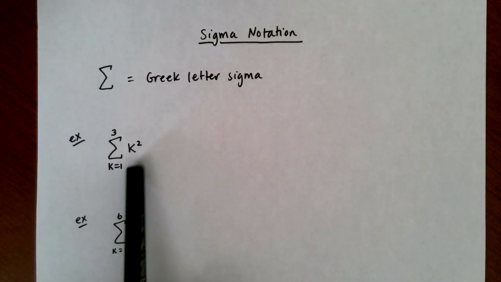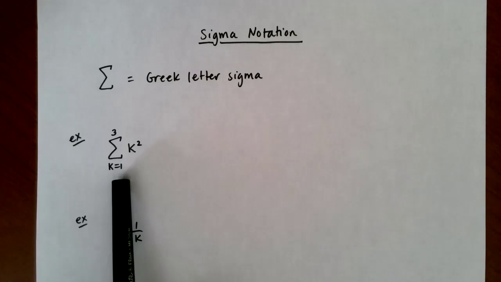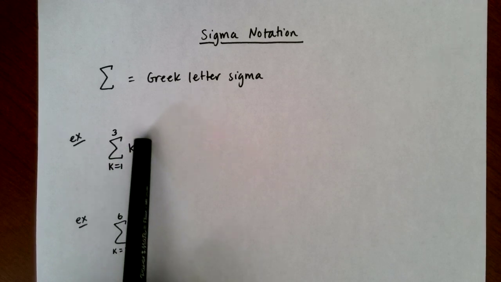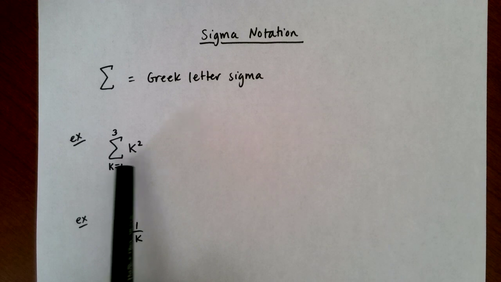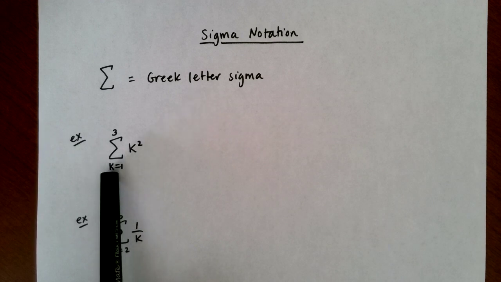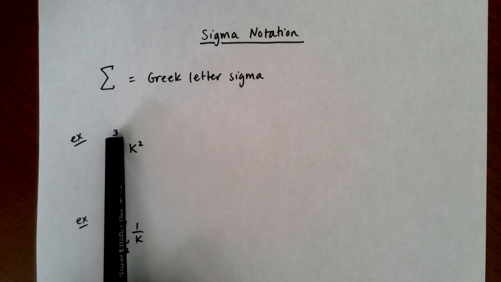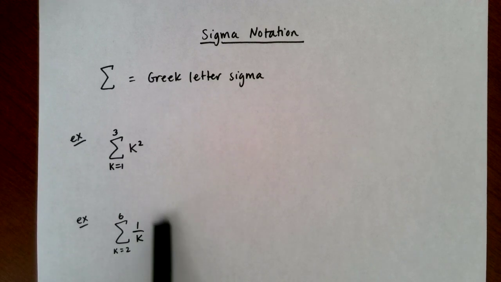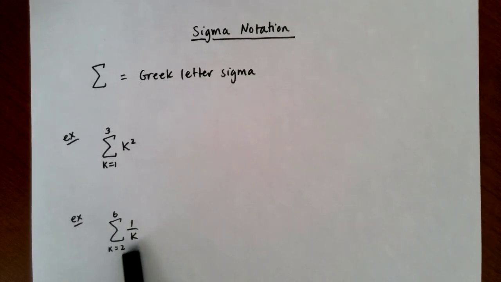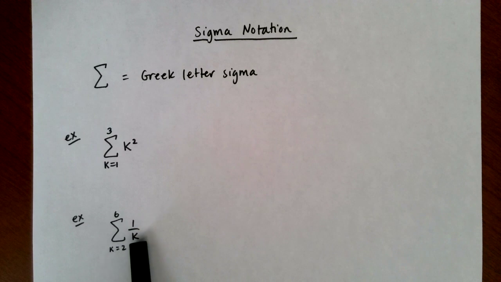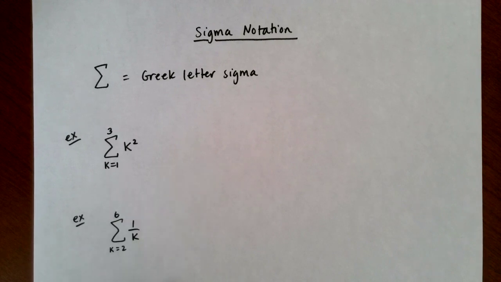All right, so in this first example, we have a standard sigma notation setup. There's always, to the right of the sigma, some sort of formula with a letter in it. Below the sigma, it'll have the letter equals a number, and then there'll be another number at the top. So you can see in my second example, similar situation: there's a formula on the right side, k equals 2 down below, and then another number up above.